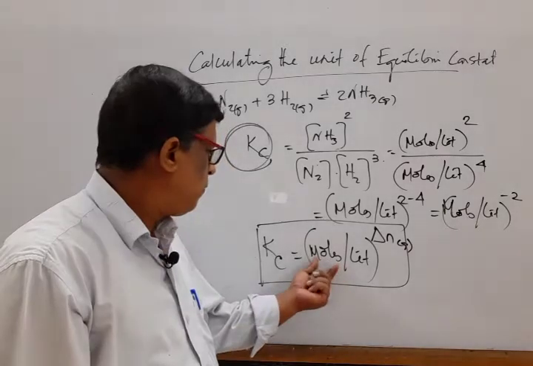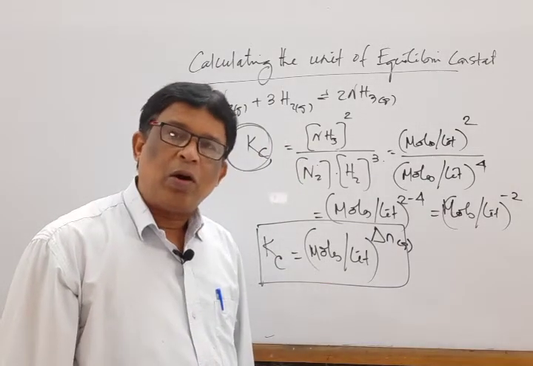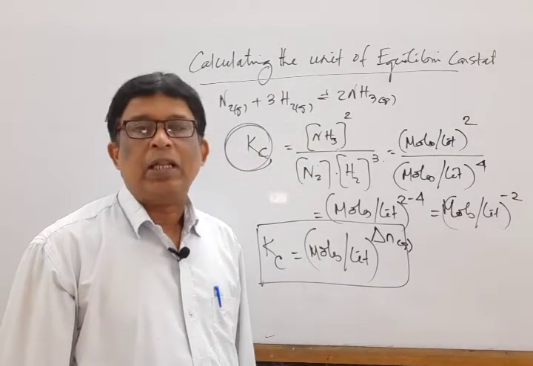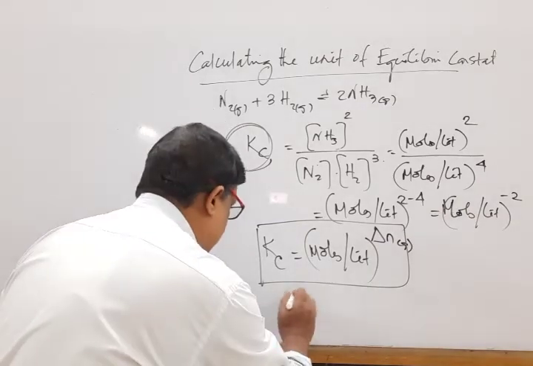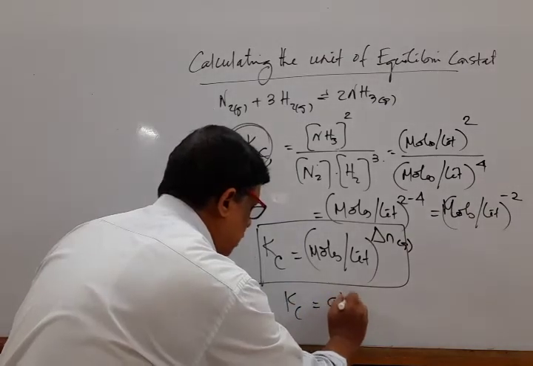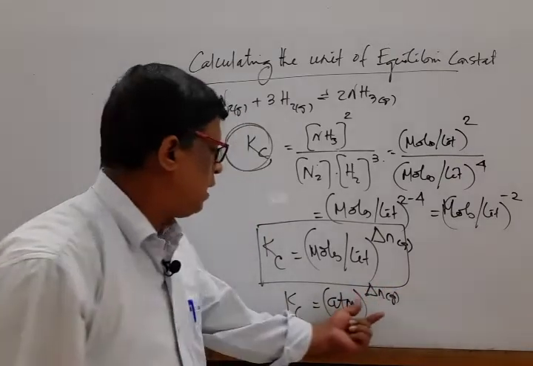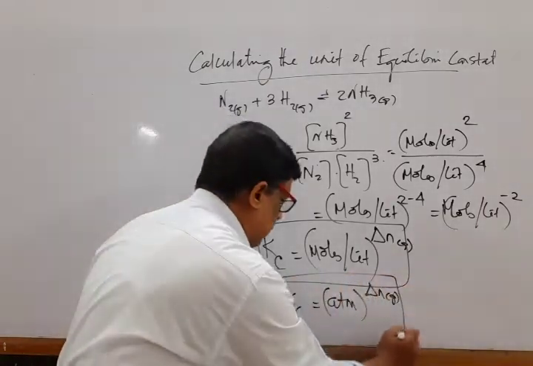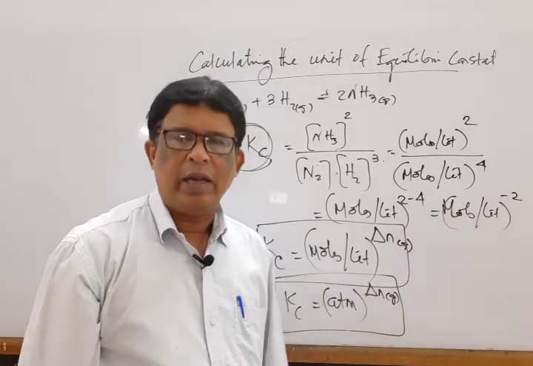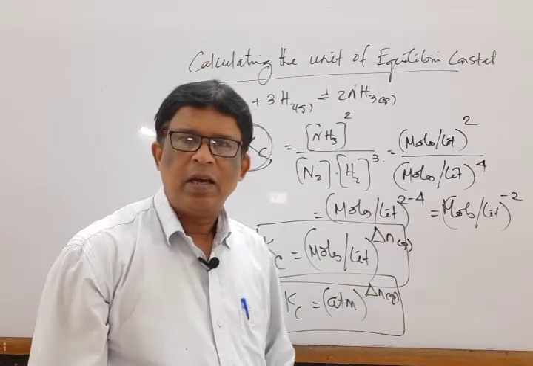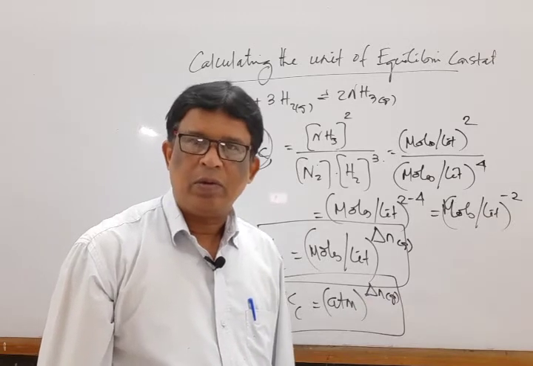Next, if another way is there, if the reactant and product are all in gaseous form and the concentration is expressed in terms of partial pressure, then the unit of Kp is equal to atmospheric pressure to the power del Ng. That is, del Ng means the total number of gaseous moles of the product species minus the total number of gaseous moles of the reactant species. It is the way to calculate the unit of equilibrium constant.